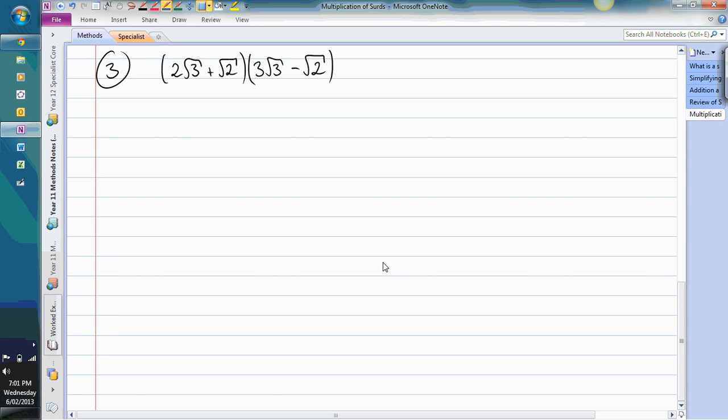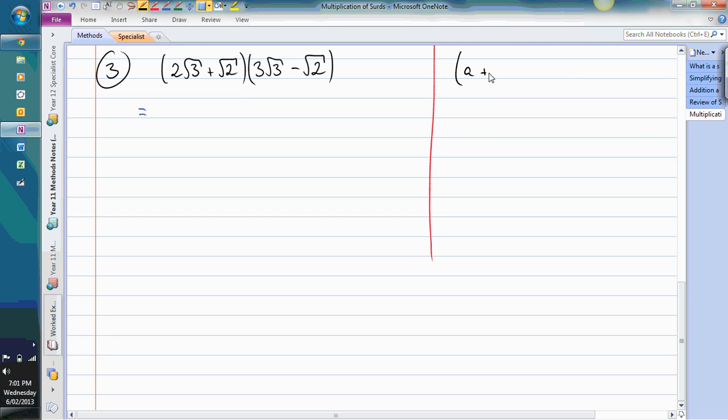This third and final example is what happens when we have two sets of brackets multiplied together and both of them are involving surds. Now, in this video, we need to do the expansion of two brackets, just like we did in algebra. I'll just do it over to the side here.